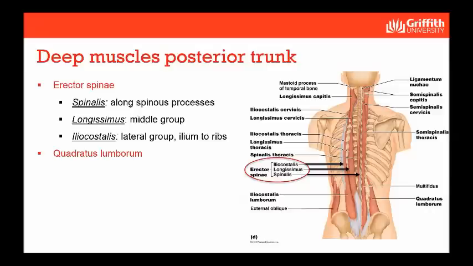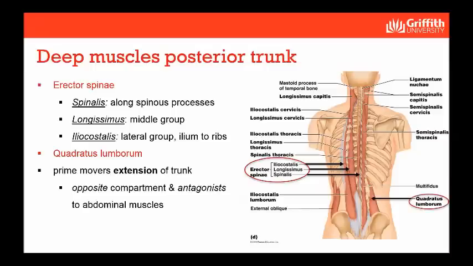Quadratus lumborum is a fleshy muscle that forms part of the posterior abdominal wall, and when contracted bilaterally, extends the lumbar spine. Unilateral contraction results in lateral flexion of the vertebral column, or, if the trunk remains in an upright position, contraction of one quadratus lumborum results in hitching the hip up on one side.